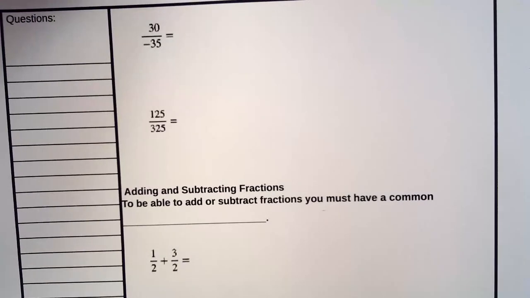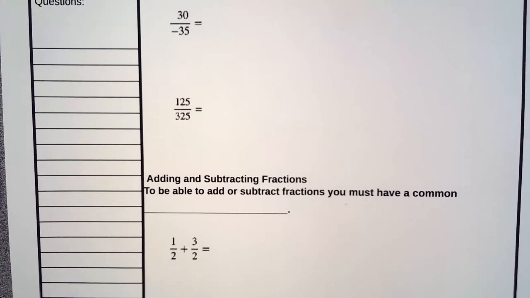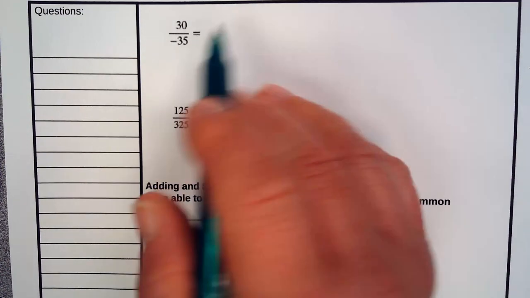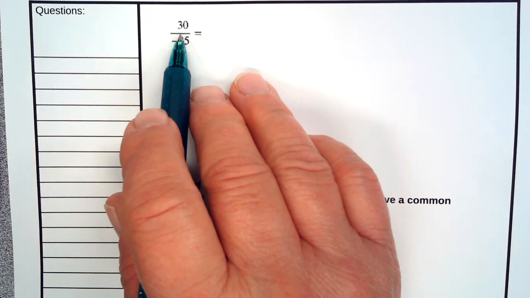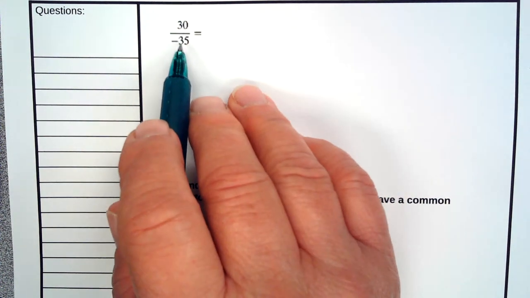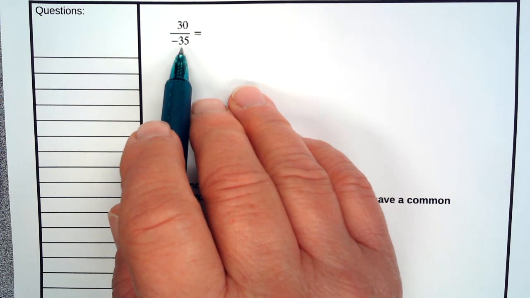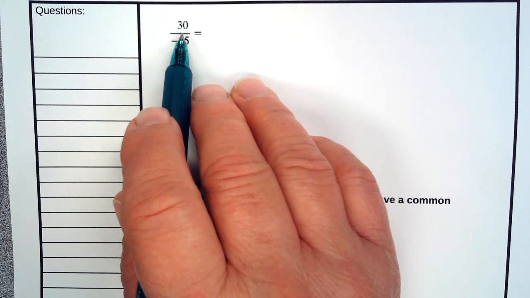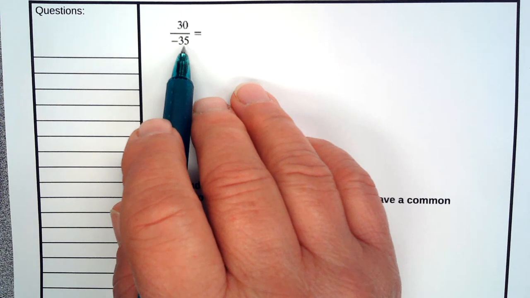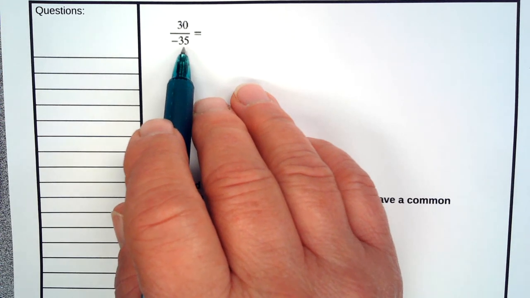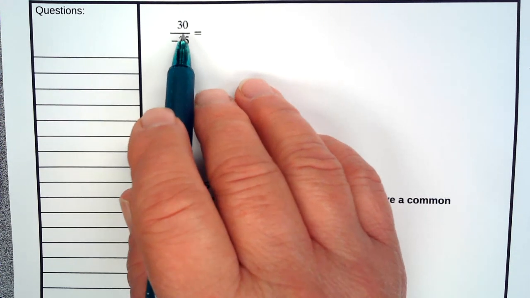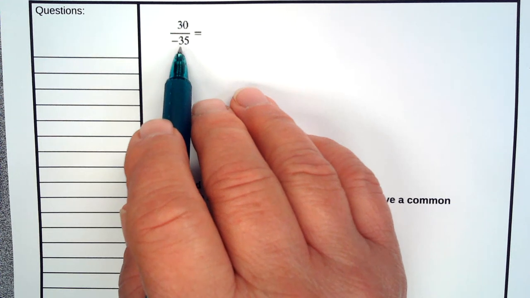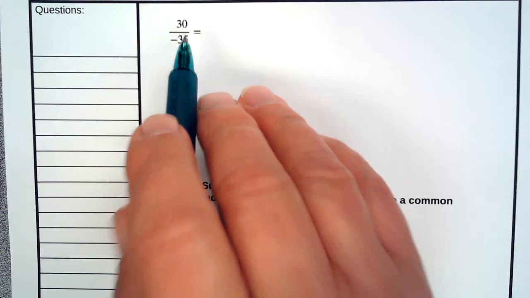Okay. As we're looking at this, we need to think of our common factors. 30 is even, it's divisible by 2, but 35 is not divisible by 2. 30 is divisible by 3. 35 is not divisible by 3. So those are the first two prime numbers. The next prime number is 5. 30 is divisible by 5, and 35 is divisible by 5.